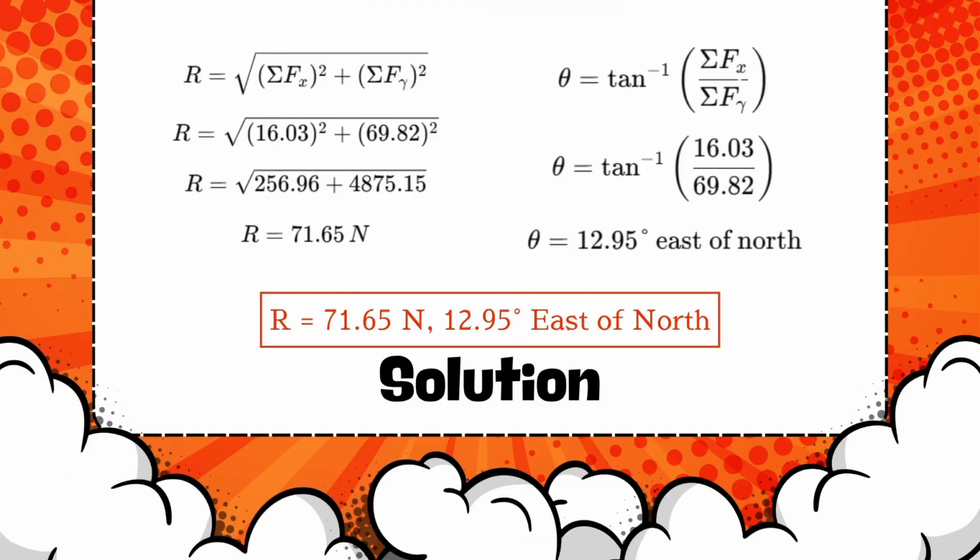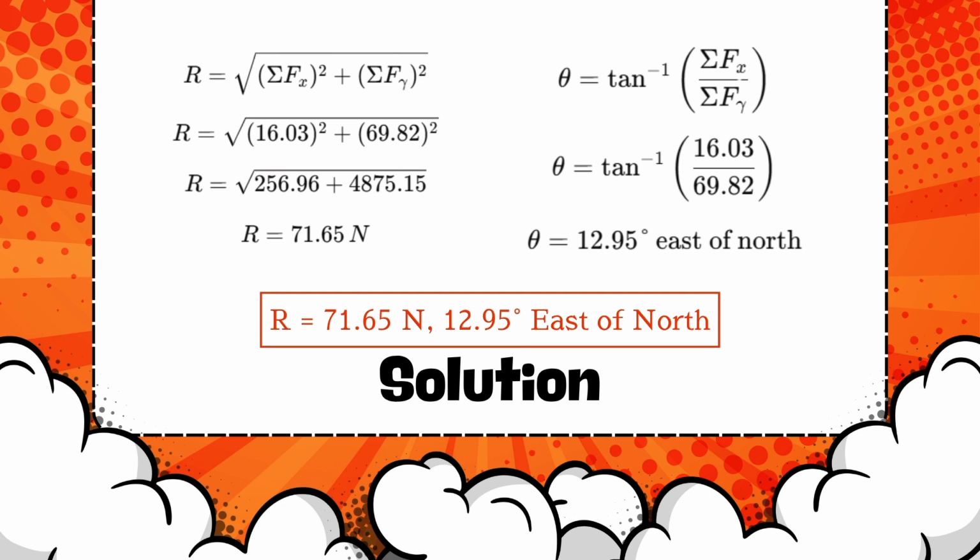To find the resultant, we use the Pythagorean theorem. R equals square root of 16.02 squared plus 69.83 squared, which is equal to 71.6 Newtons. For the direction, we use the tangent formula. Theta equals tangent inverse of 16.02 divided by 69.83, which is equal to 12.9 degrees east of north.